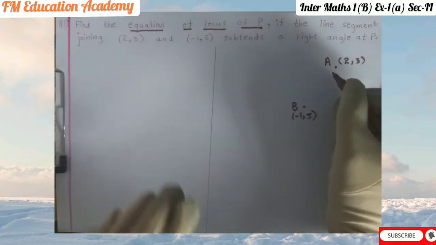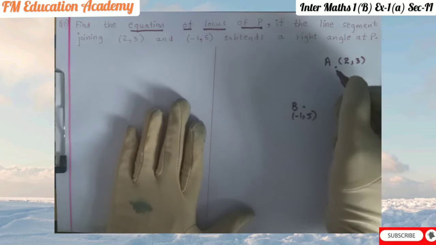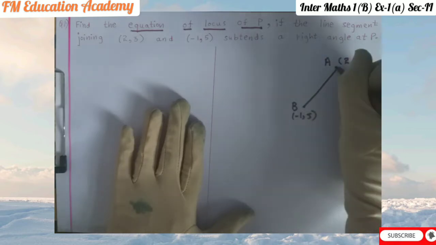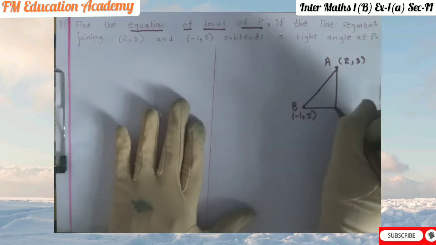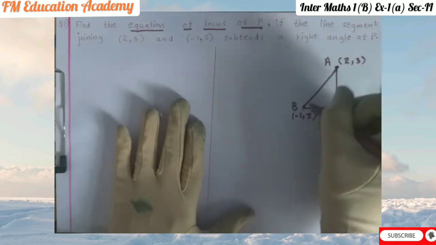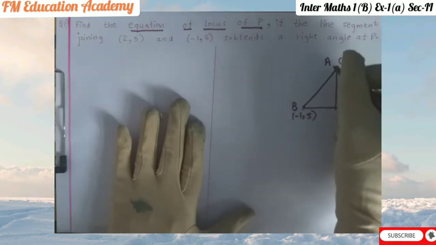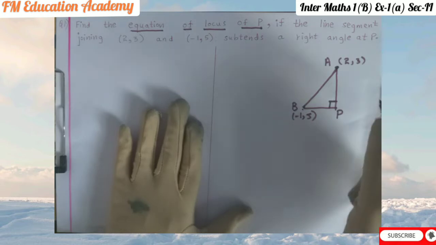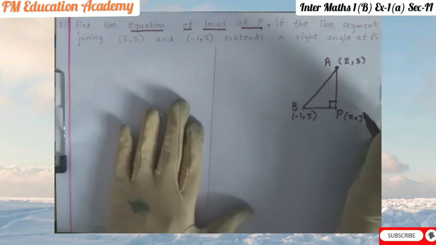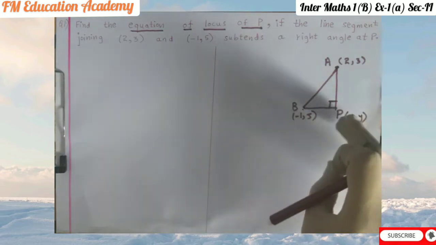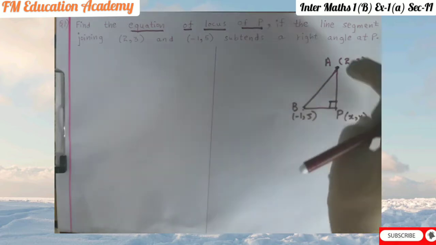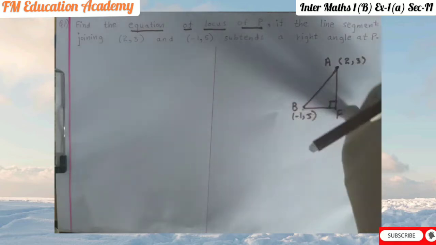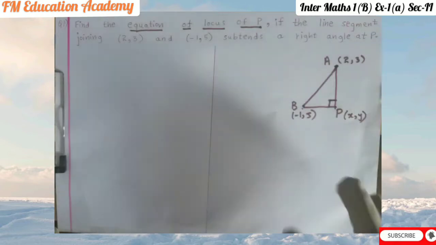That is, the line segments which are joining these 2 points, they are subtending a right angle. From these 2 points, there are line segments and they are subtending, that is, they are making a 90 degree angle at a point P. And that point P (x, y) will be called the locus. So here we have to find the equation of locus of P, where the 2 line segments are making a right angle at P.